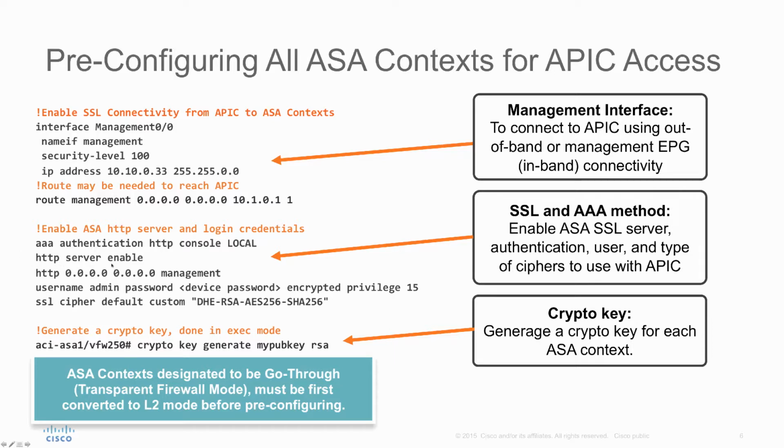We're enabling the SSL server on ASA, and with the local database here, you can see a username and password for this user that APIC will leverage to connect to this context. We can define the ciphers that SSL can use to communicate to APIC, and finally we must create a crypto key on each of the contexts to allow that communication to happen. If any of these contexts is designated a transparent firewall, you have to convert into that firewall mode first before applying this config you see here.